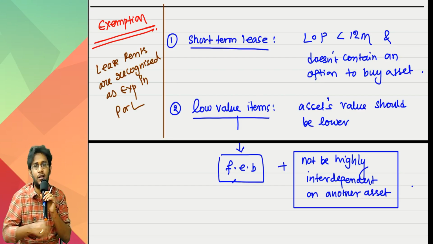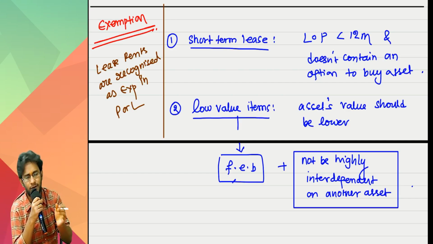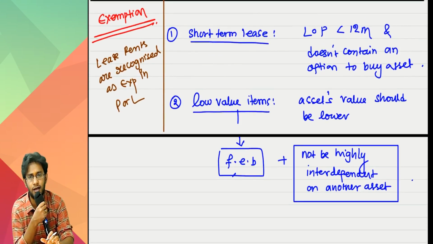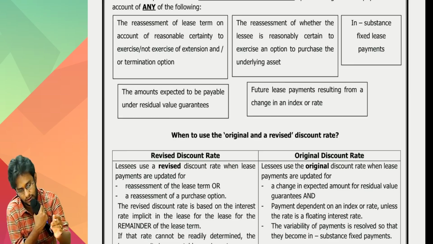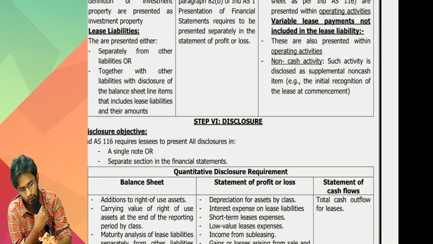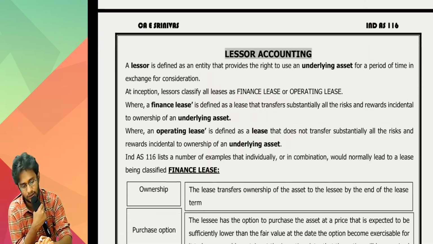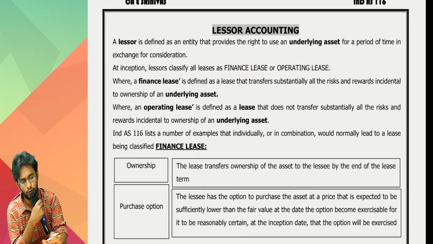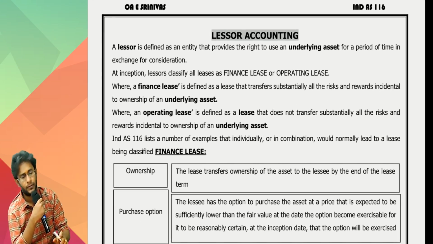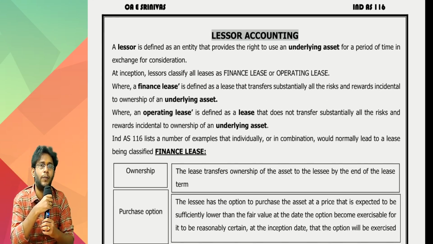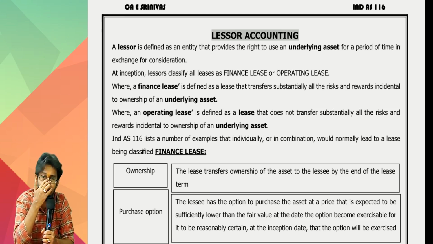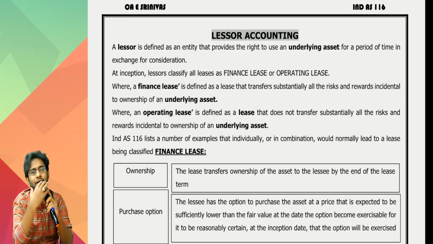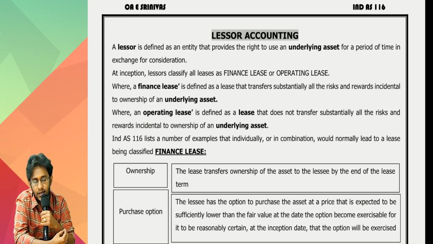So, with this the lessee story is over. Presentation aspects are there, we will see towards the end, but as such the lessee accounting is over. Now we will move on to lessor accounting. Lessor accounting is pretty simple. It's literally the same as what you studied in your CA Inter. Anyway, lessor accounting depends on whether the lease is classified as a finance lease or an operating lease. So it makes it necessary that you understand what is a finance lease and what is an operating lease.